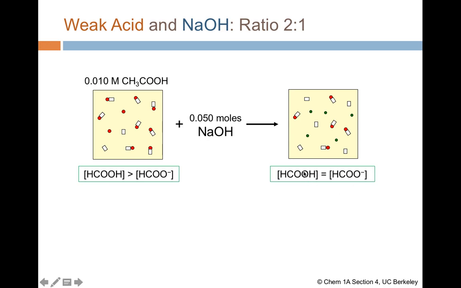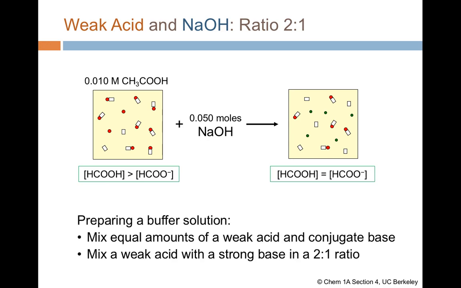So it doesn't matter how you get to this point, whether you do it by adding these two species from the get-go or by adding one and then reacting it to produce the other. As long as you end up with equimolar concentrations of a weak acid and its conjugate base, you have prepared a buffer solution. So now you know two ways to go about doing so.